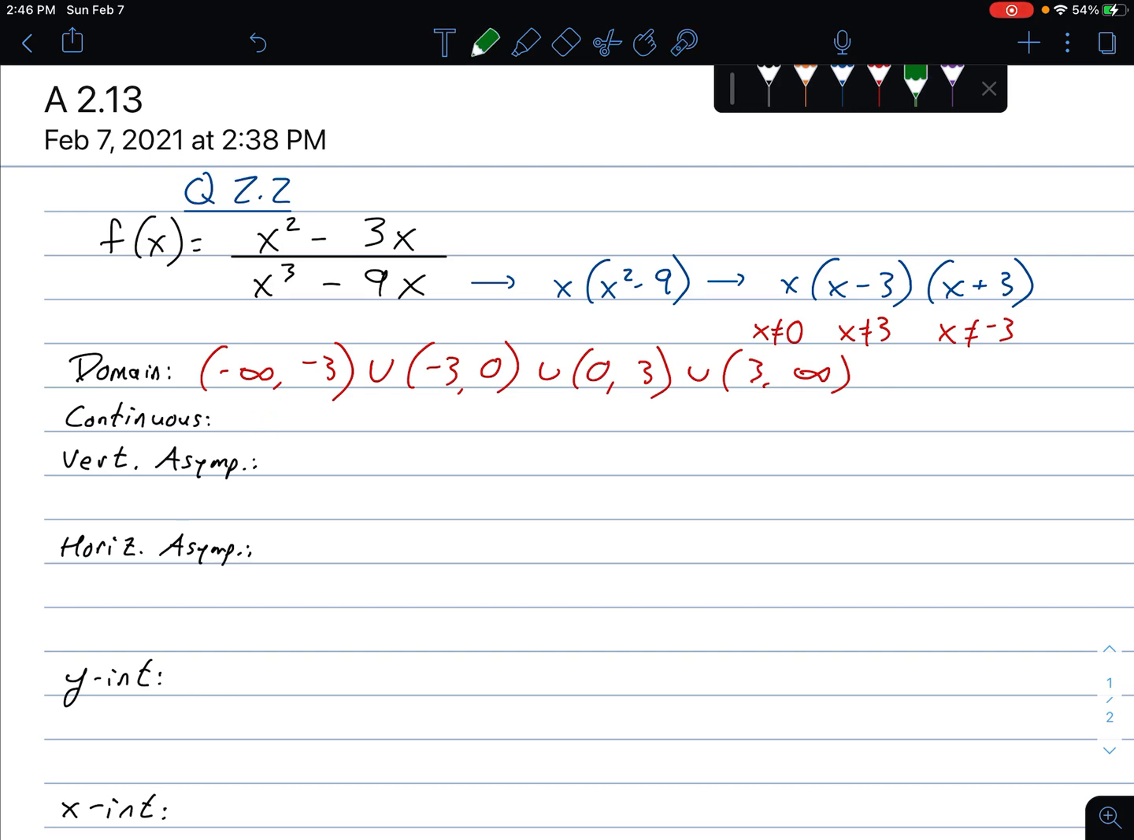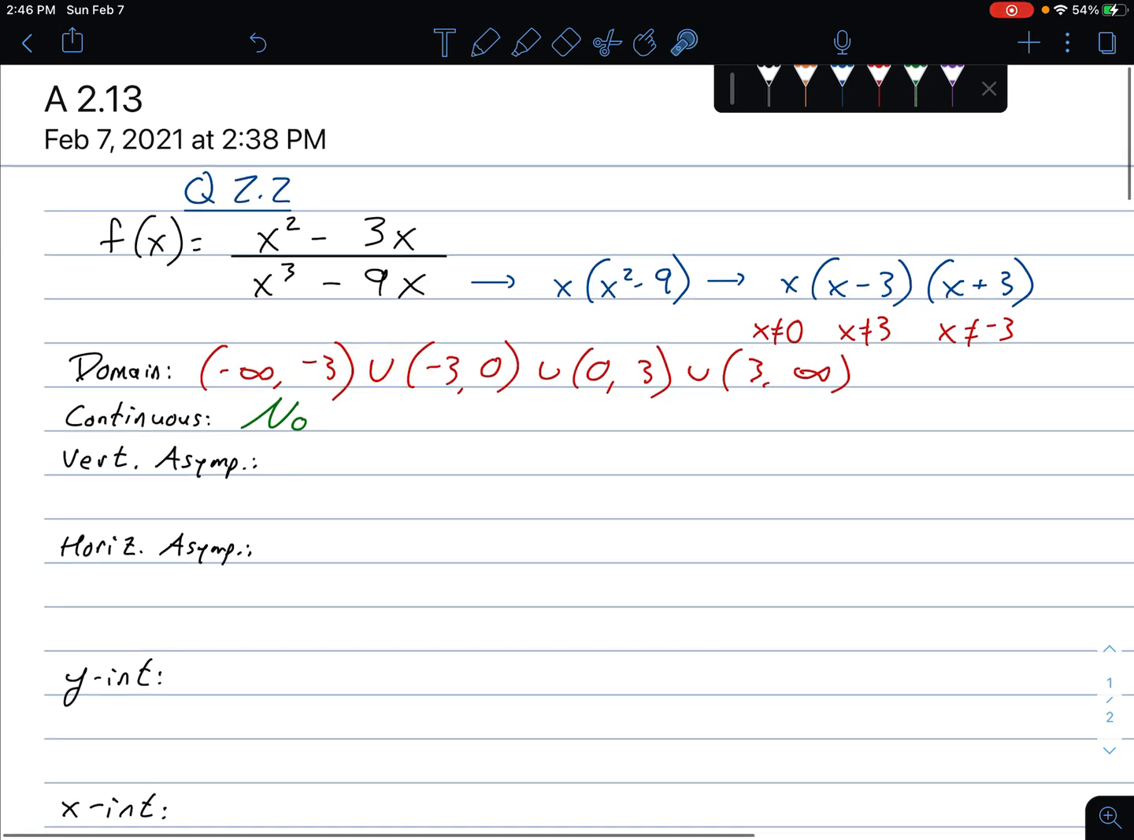Is my function continuous? Well, of course not. I have 3 numbers I'm skipping. 1, 2, 3. Once there's one number I skip, it's not continuous. It's only continuous if my domain is all real numbers, in negative infinity up until infinity. Once I skip a number, not continuous.